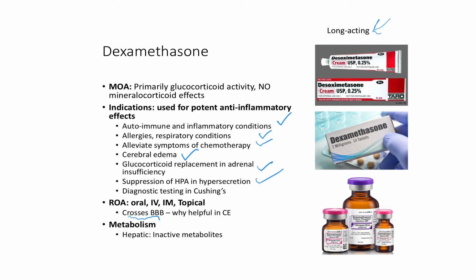if that's your treatment goal for a hypersecretory state. You can also do a dexamethasone suppression test to see if Cushing's syndrome is located in the pituitary or if it is the result of a corticotropin releasing tumor elsewhere in the body. It can be given orally, IV, IM, and topically. And it's metabolized into inactive metabolites.